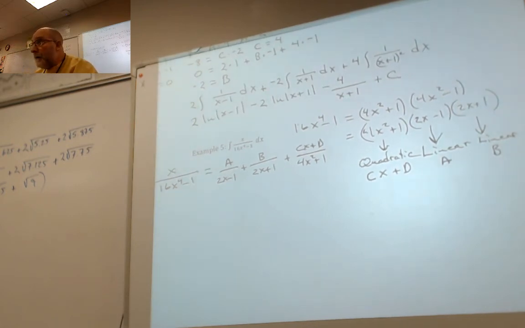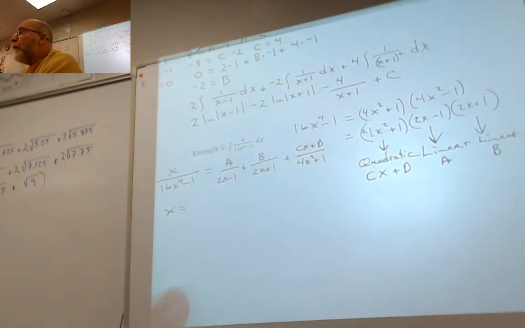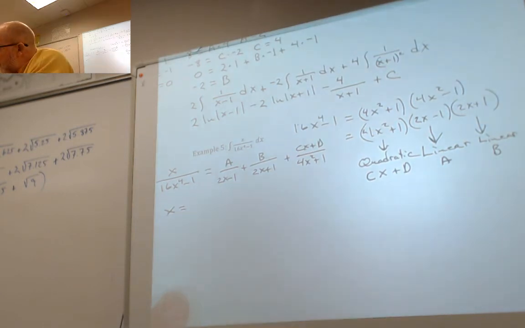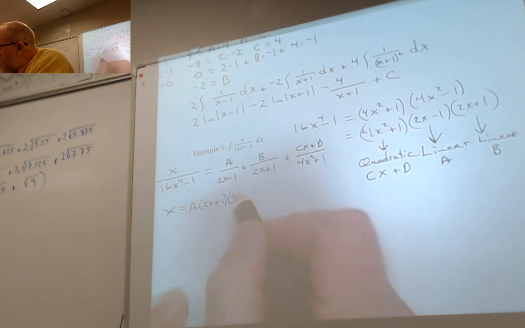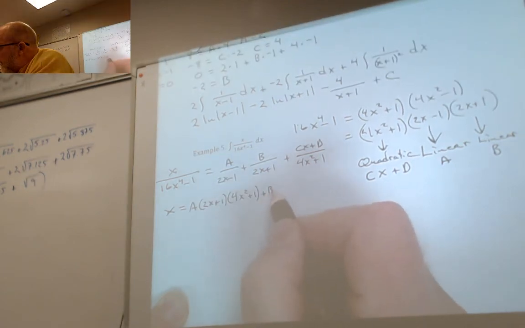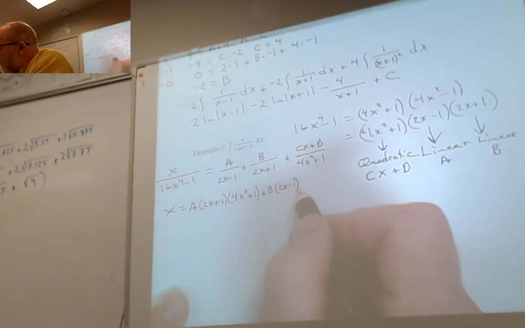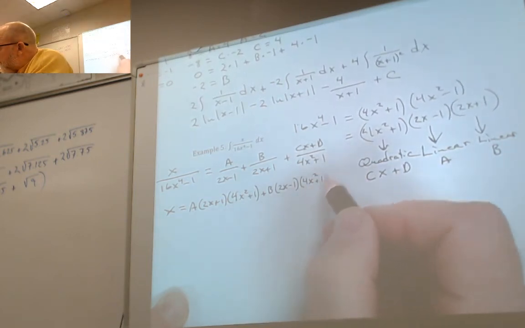Are we all right with that? So I'm going to have x equals, I'm going to create my numerator equation, is what I call it. So I'm going to have A times 2x plus 1 times 4x squared plus 1. I'm going to have plus B times 2x minus 1 times 4x squared plus 1. And of course, I didn't give myself enough room.